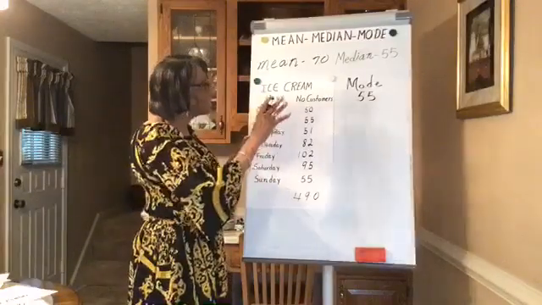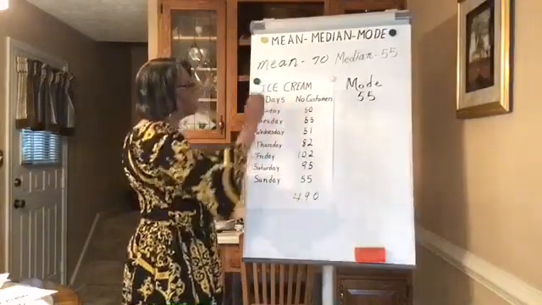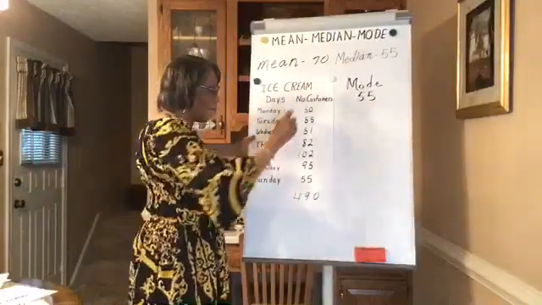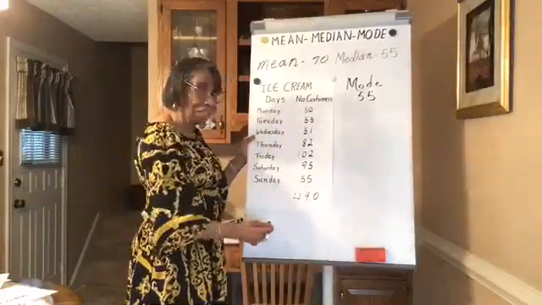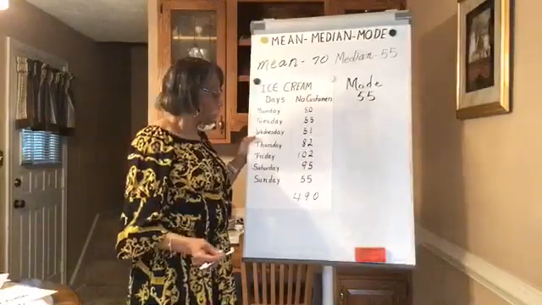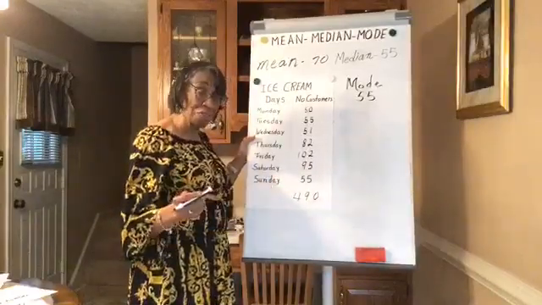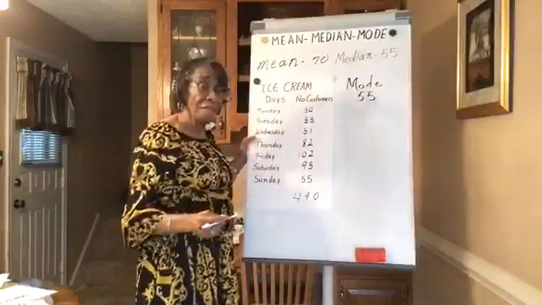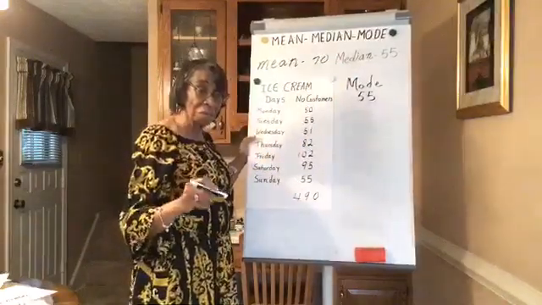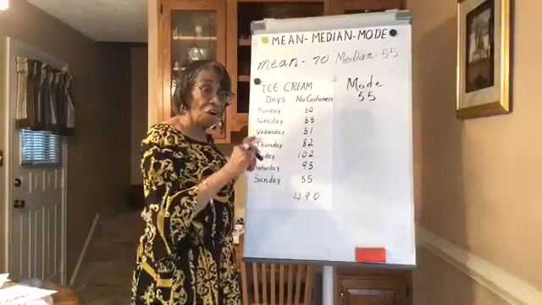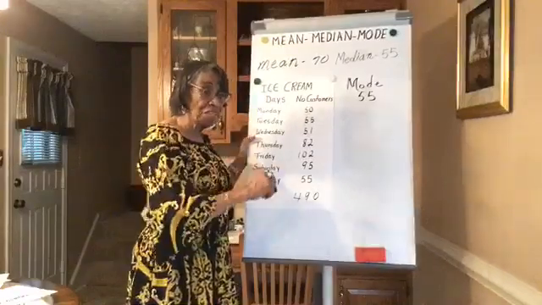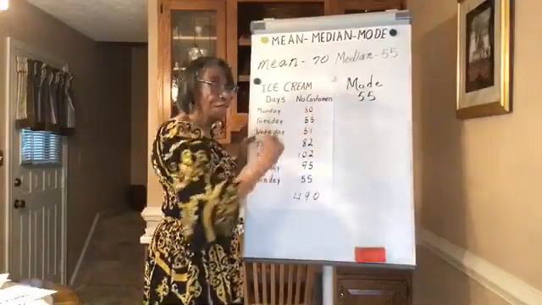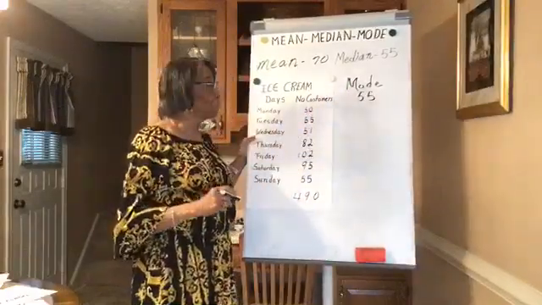All right, so again, let's go through these three things. The mean is the number found by adding, finding the sum of the numbers, and dividing by the number of addends. The median is the number that's exactly in the middle when you have arranged all your data from the least to the greatest. The mode is the number that appears the most.